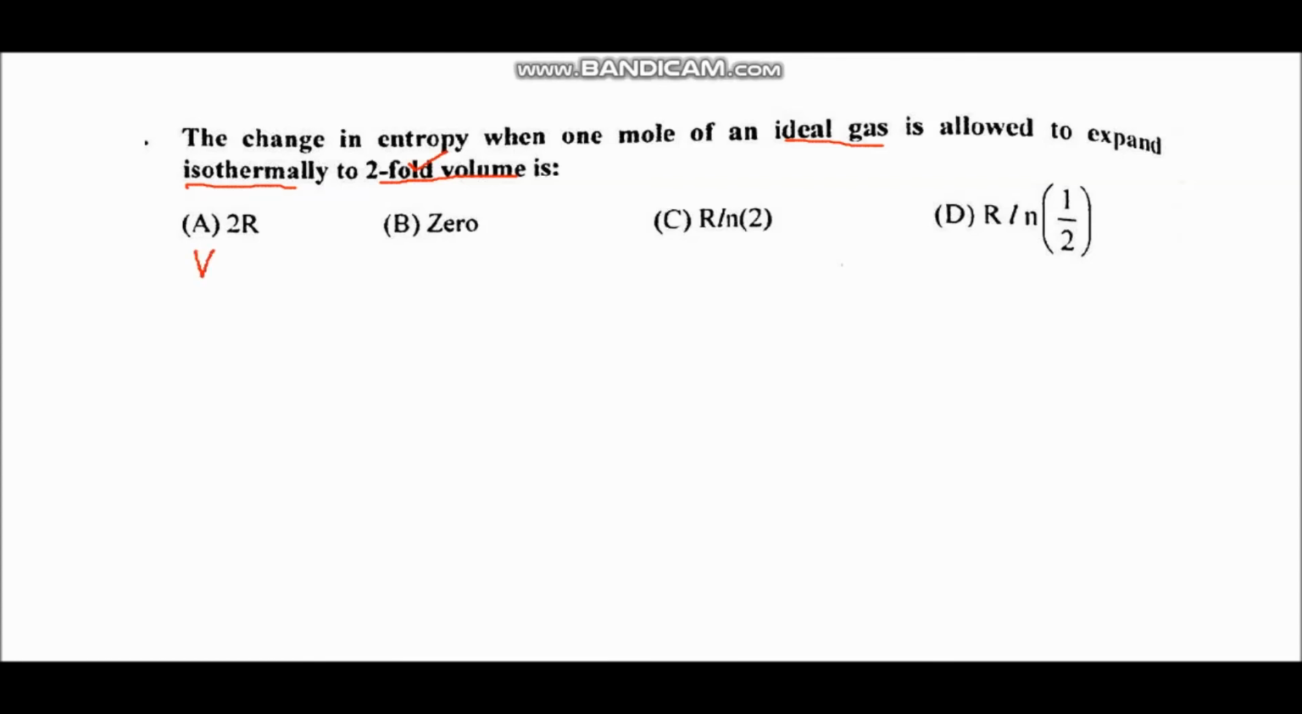So it means if the initial volume V1 is equal to V, then after expansion the final volume of the gas is double, two-fold, 2V. And we have to find the change in entropy.